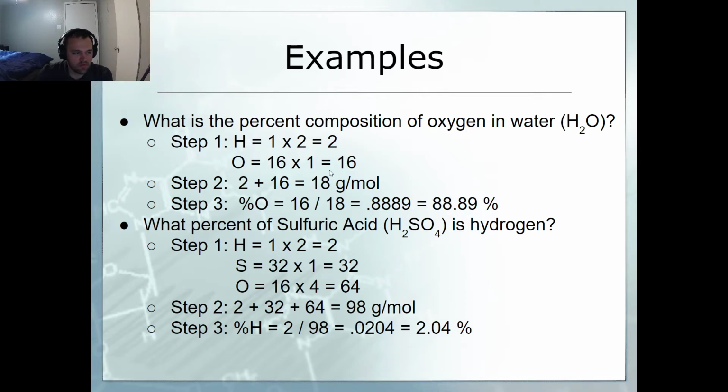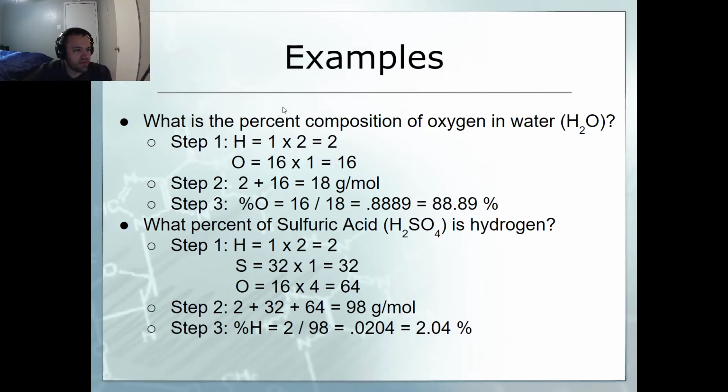So step 1 and 2, same as they always are. You're going to find the mass of hydrogen, which is 1, multiply it by 2 because we have 2 hydrogens in our formula. So it's a total of 2. And then 16 times 1, because we only have the 1 oxygen, is 16. Add them together, you get the total molar mass of 18 grams per mole.